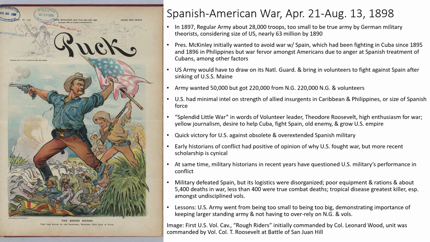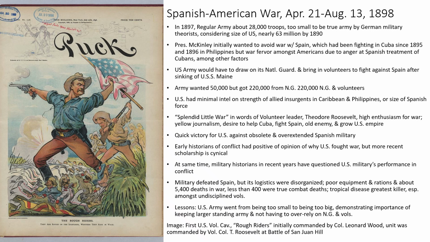Disease by far was the greatest killer in this conflict, especially amongst the volunteers, who were less disciplined than regular soldiers who knew how to keep their camps clean and keep disease a bit more at bay. And really the lesson of the Spanish-American War is that if the U.S. Army and the U.S. military is going to help make America an imperial power, there's going to need to be a bigger U.S. military. There's going to need to be more defense spending and more technological investment.